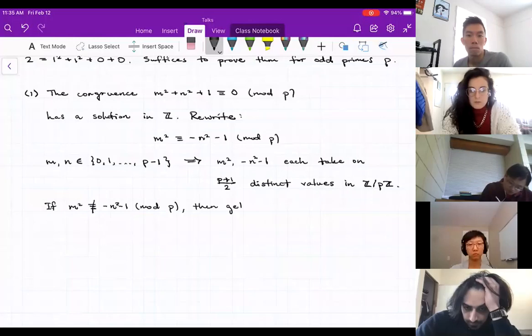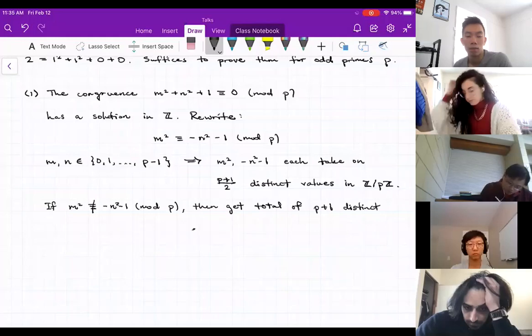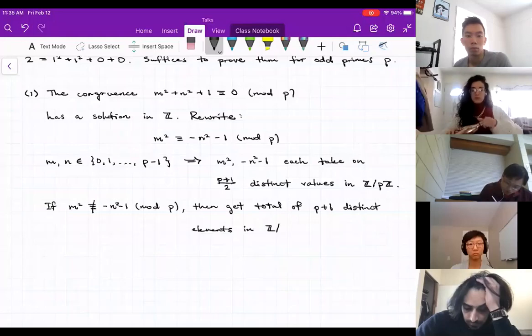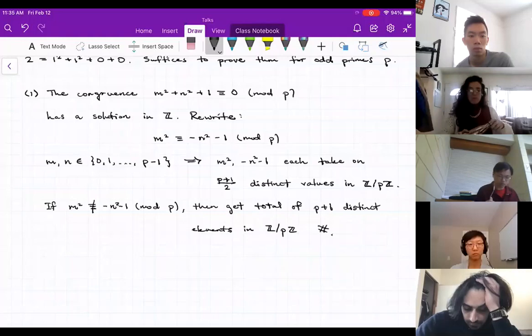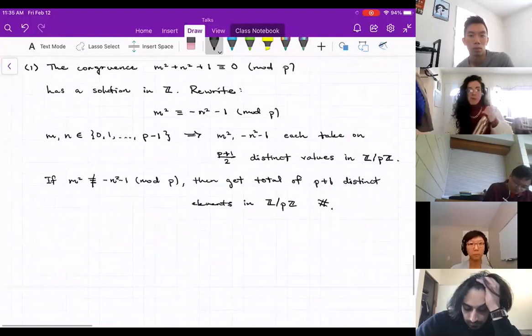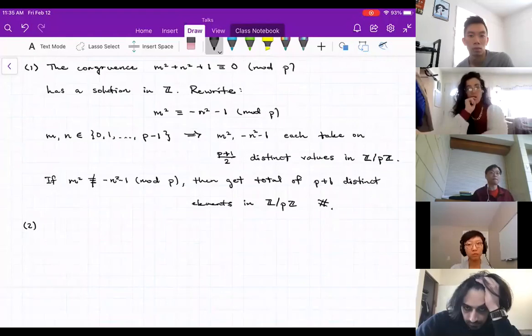So then we get a total of p plus 1 distinct elements in Z mod pZ, which is a contradiction. Okay, so that proves that this congruence has a solution. Any questions? Okay, step two.